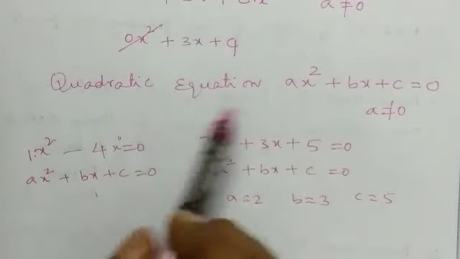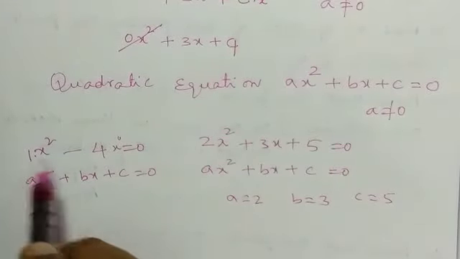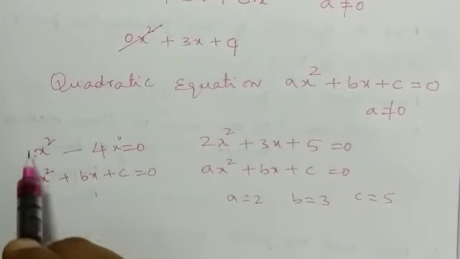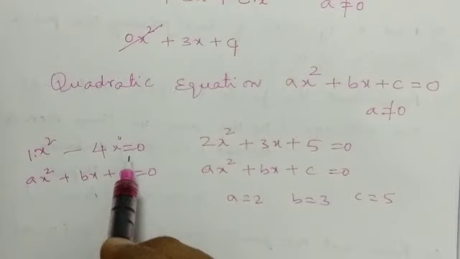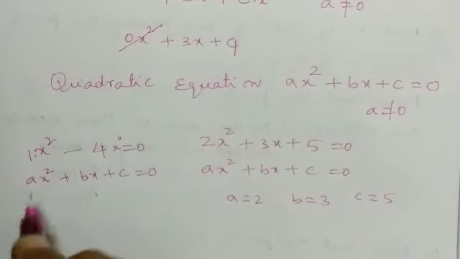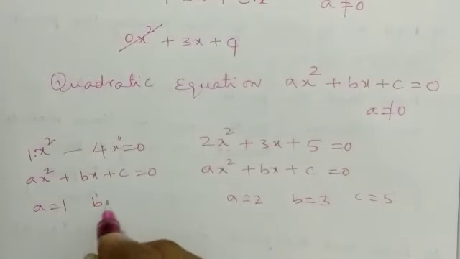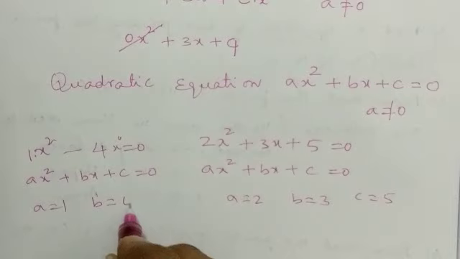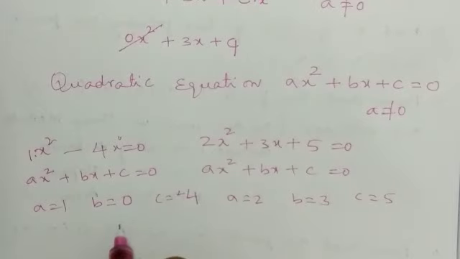If the highest power of x is 2 with its coefficient not equal to 0, such an equation, because you are having equal, is called a quadratic equation. Here a equal to 1, there is no x term. If there is no x term, it means its coefficient is 0, and c equal to minus 4.